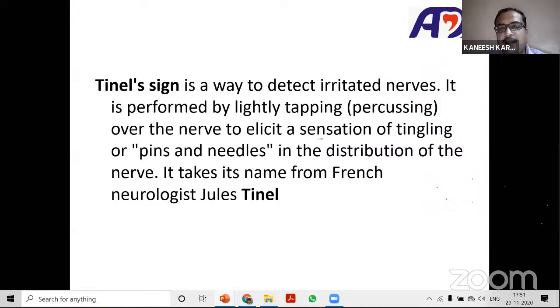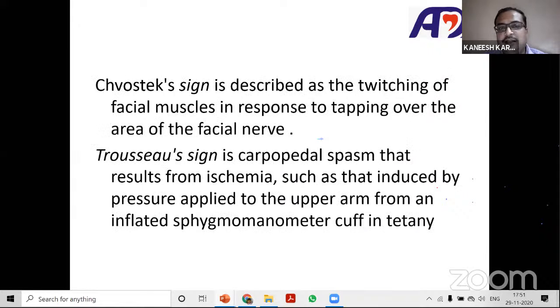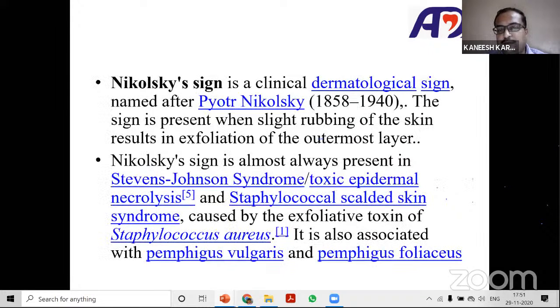Schwartz's sign is described as the twitching of facial muscles in response to tapping over the area of the facial nerve. Trousseau's sign is carpopedal spasm that results from ischemia, such as that induced by pressure applied to the upper arm from an inflated sphygmomanometer cuff in tetany. Nikolsky's, of course, you see that in pemphigus.